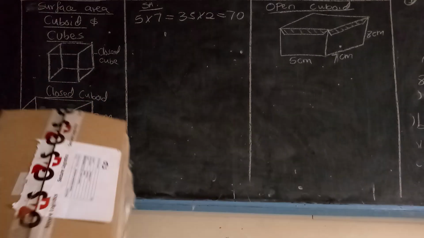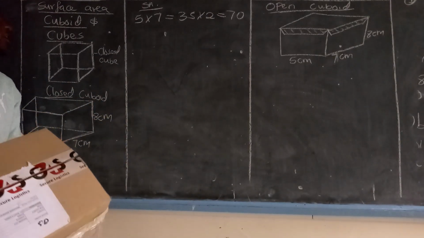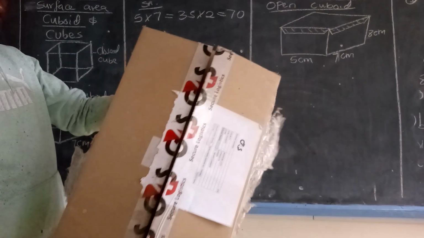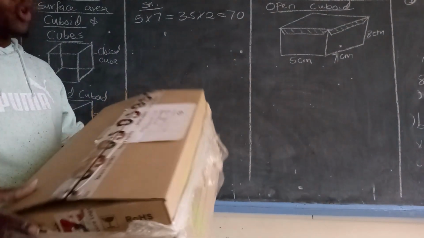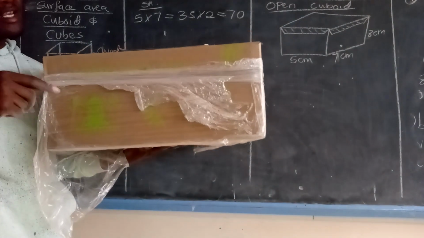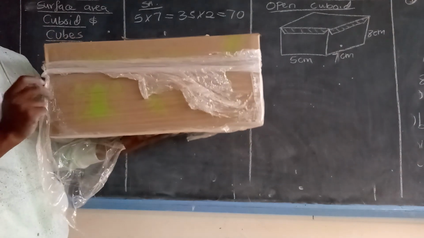Next one, we're going to look at the surface area of cuboids and cubes. Here I have a cuboid, but a cube is a box where all sides are equal. This is a cuboid. As you can see, no sides are equal. Now, for you to find the surface area of a cuboid or a cube, you must identify how many sides it has.